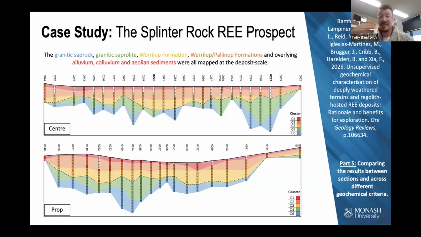That happens not just at Center, but at Prop as well. So there are two distinct cross sections that we looked at, at decent distances apart, but within the same weathering regime, within the same granitic regime, and they show the same features and the same dispersion, both in terms of the cross sections and in terms of the PCA results as well. So there's a lot of confidence that you can start to build by looking at things in different ways.